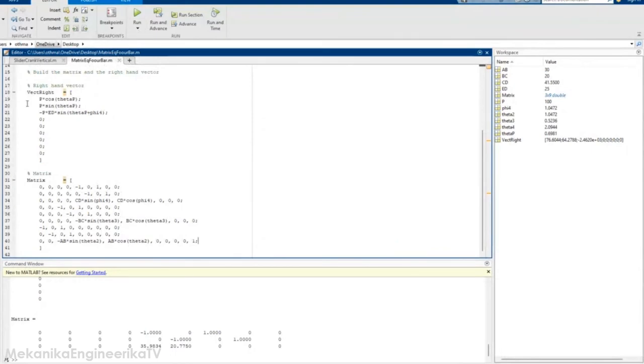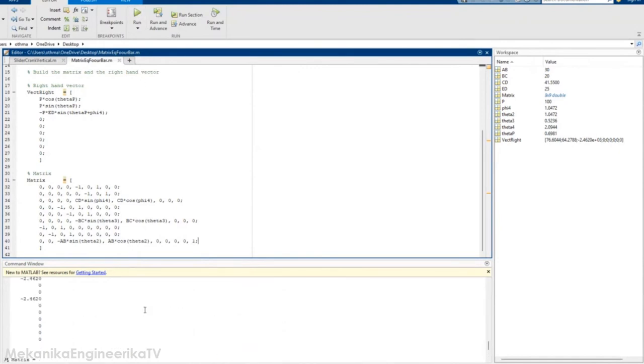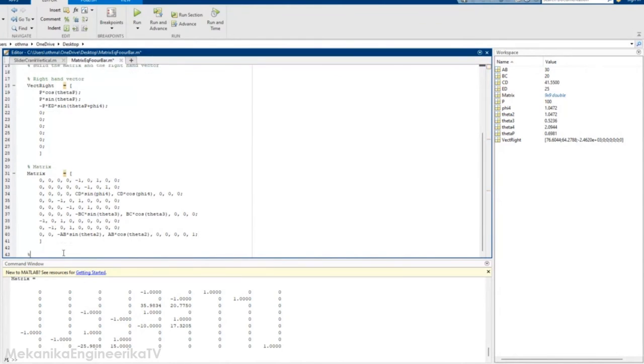Now, if I run the program, MATLAB can calculate the right-hand vector, this one, and he can calculate the matrix. He has now all the matrix elements. Now, what I need is to solve this matrix equation. Now, this is just a comment for me to know what I'm going to do.